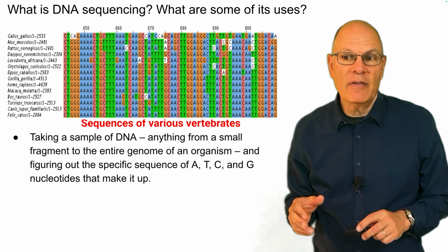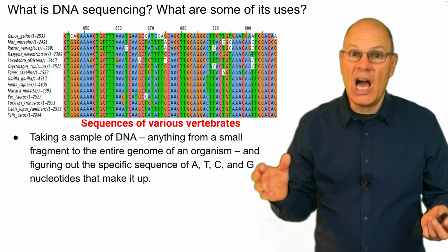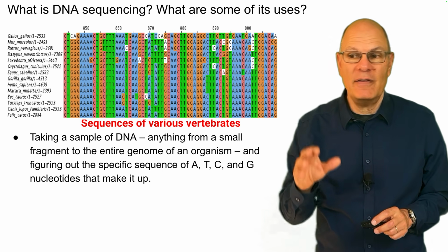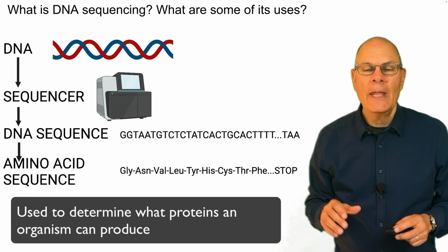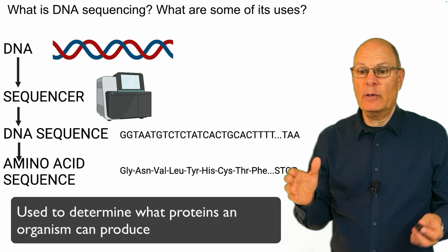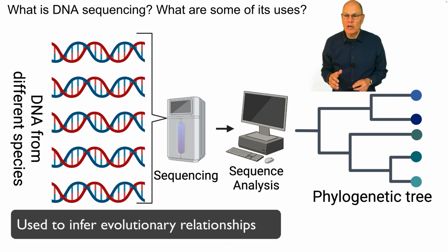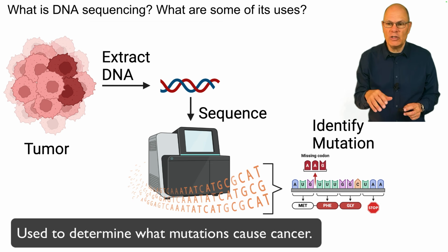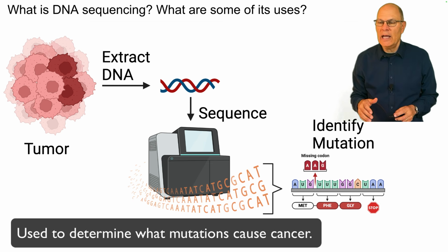DNA sequencing involves taking a sample of DNA, anything from a small fragment to the entire genome of an organism, and figuring out the specific sequence of A, T, C, and G nucleotides that make it up. It allows biologists to determine what proteins an organism can produce. It's used to infer evolutionary relationships, and it's used by cancer biologists to sequence tumors to see what genetic mutations are causing the cells to become cancerous.